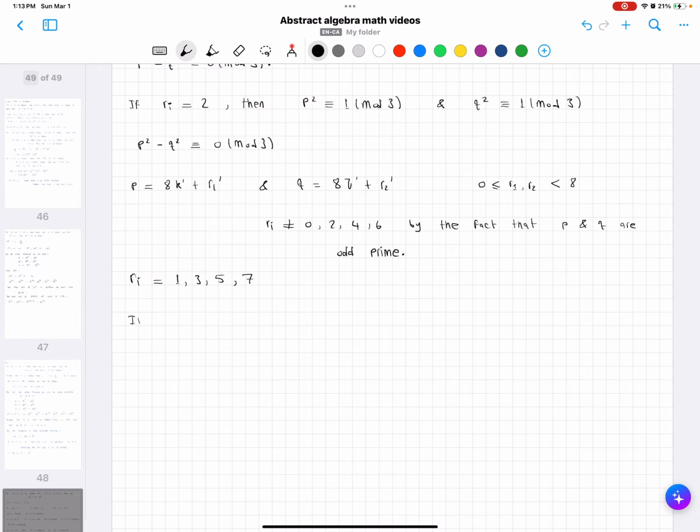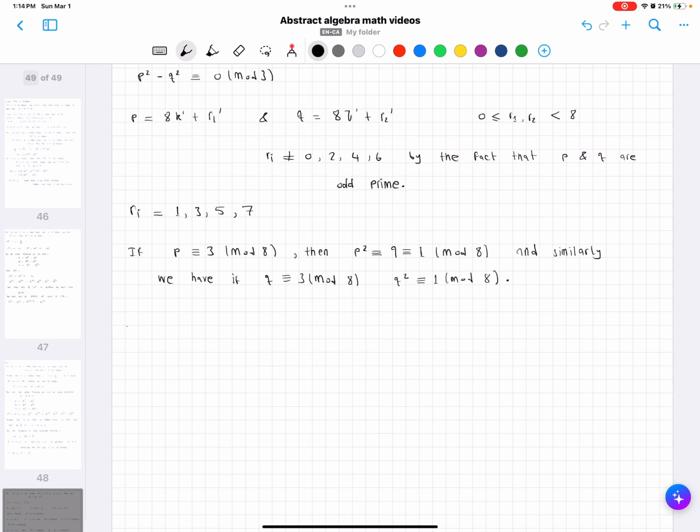So if P is congruent to 3 mod 8, then P squared is congruent to 9, which is congruent to 1 mod 8, and similarly if Q is congruent to 3 mod 8, Q squared is congruent to 1 mod 8.